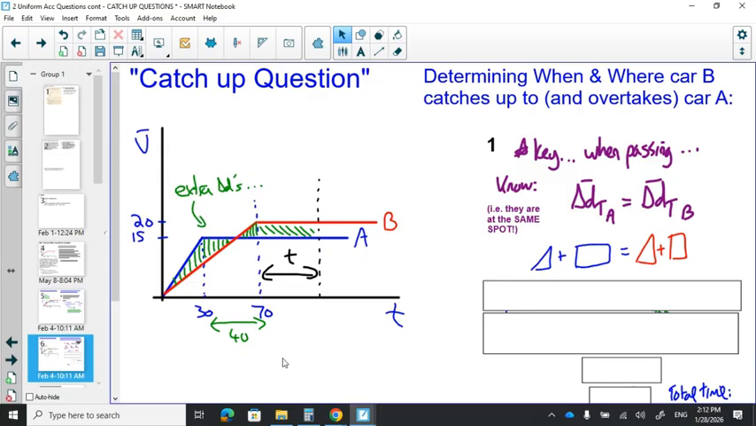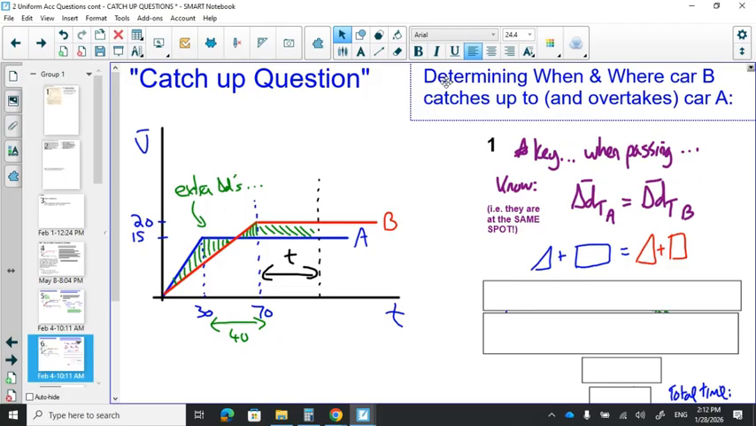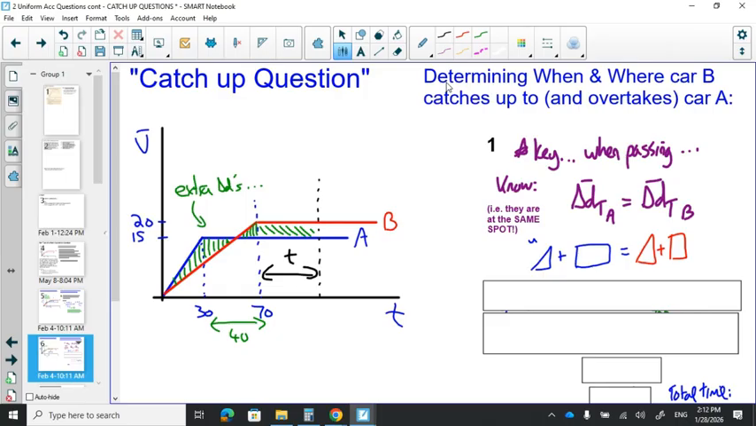And so to answer this main question of determining when and where car B catches up to car A, the key would be, of course, when they're passing one another, they're at the same spot. Their displacements are the same, so we're going to set them to be the same. We have an acceleration section, where you can use the UASIM, the equation selection matrix, or you can use area under the VT graph. I'm defaulting to area under the VT graph because it's so easy, so straightforward. You'll get the same answers, just I'll be done before you, and probably make fewer mistakes because it's so intuitive.